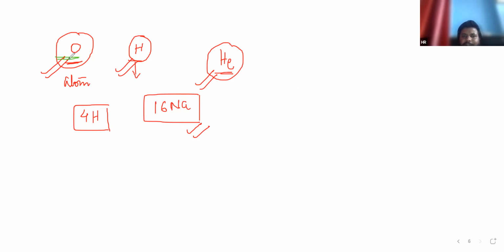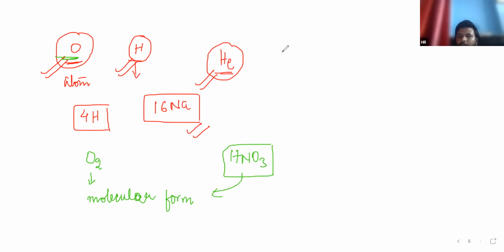Just see, this is atomic form. If I am writing O2, this is molecular form. And if I'm writing HNO3, it is also molecular form. Just see, how many molecule of O2 is present? You answered these previous questions. How many molecule of O2 is present? One, only one. No, it's not two. O2 is a molecule, HNO3 is also a molecule.